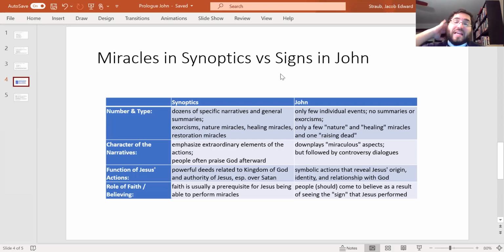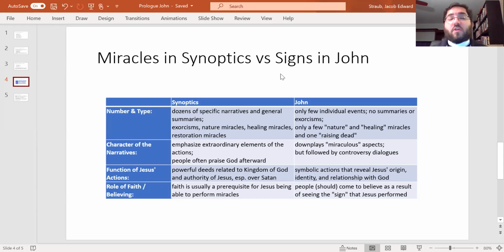But John has only a few specific individual events. Whereas the synoptics may even have general summaries. They may say, Jesus did this and that and this and that. John has a few specific events that he tells us about. In fact, the traditional count is seven, and we'll talk about them later in this class. No real exorcism. They're split between nature and healing, and one of them, of course, is the raising of the dead.